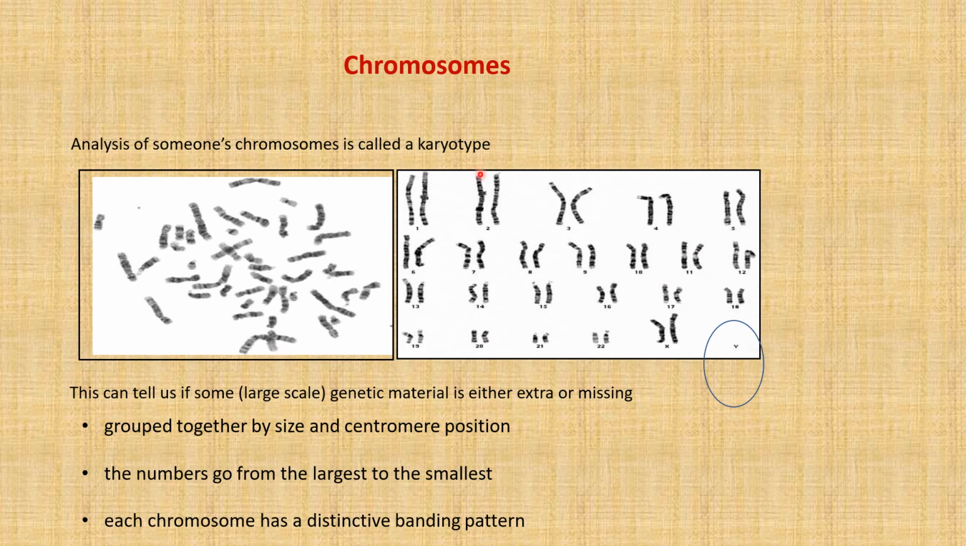Analysis of chromosomes is called a karyotype. It can tell us if some genetic material is either missing or extra. See this picture, the Y chromosome is missing here. These chromosomes are grouped together by size and centromere position, and the numbers go from largest to smallest, and each chromosome has a distinct banding pattern. The banding pattern will be different for each chromosome.